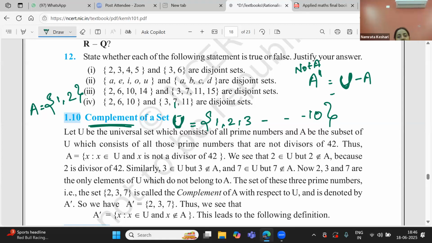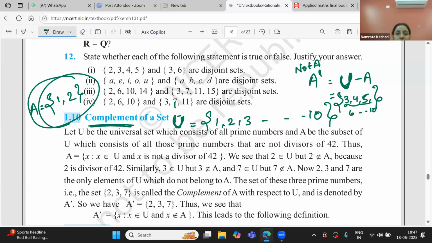So what will we take, what will the final answer contain? Everything from the universal set, but not the elements of A. Getting it? So we will have 3, we will have 4, we will have 5, 6, 7, 8, 9, 10, but not 1 and 2, because A contains 1 and 2. So from the universal set, I am taking everything except whatever there is in A, because A dash or A complement means not A. We don't want to take A. That means just exclude A from the universal set and then write the answer. Getting it?